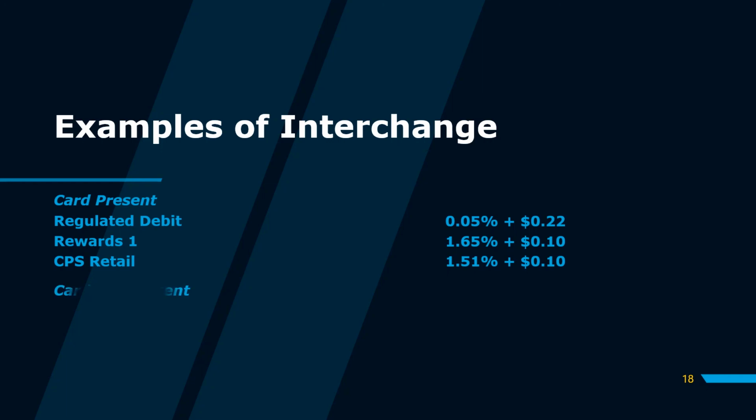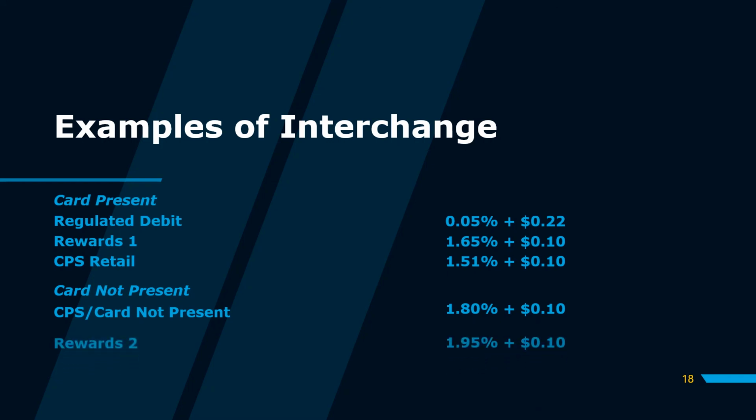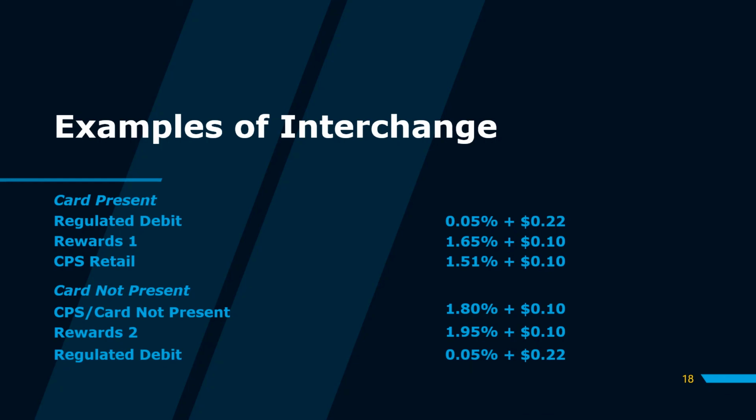But let's take a look at the difference as to what happens when the card is not present. For your CPS retail, but this time the card is not present, instead of paying 1.51%, you are paying 1.8%. For your rewards cards, when the card is swiped, again, you're paying 1.65%. Same exact card, but the card is being keyed in this time, and the interchange rate jumps up to 1.95%. For regulated debit, the interchange rate remains the same at 5 basis points plus 22 cents. Regulated debit cards are the only cards on the market that are not affected in terms of their interchange rate, whether the card is present or card not present.